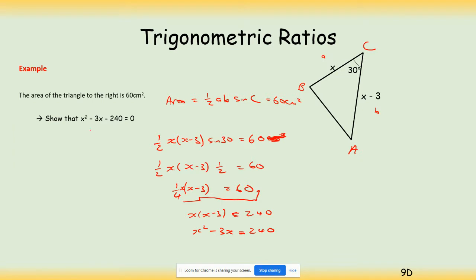And I can get that by changing sides with the 240 is positive on the right hand side. Once it crosses the equal sign, it becomes negative, and I got x squared minus 3x minus 240 equals 0, which is what I was looking for to start with. So QED. So hit pause, make some notes on that, and I've got some questions for you to attempt then.